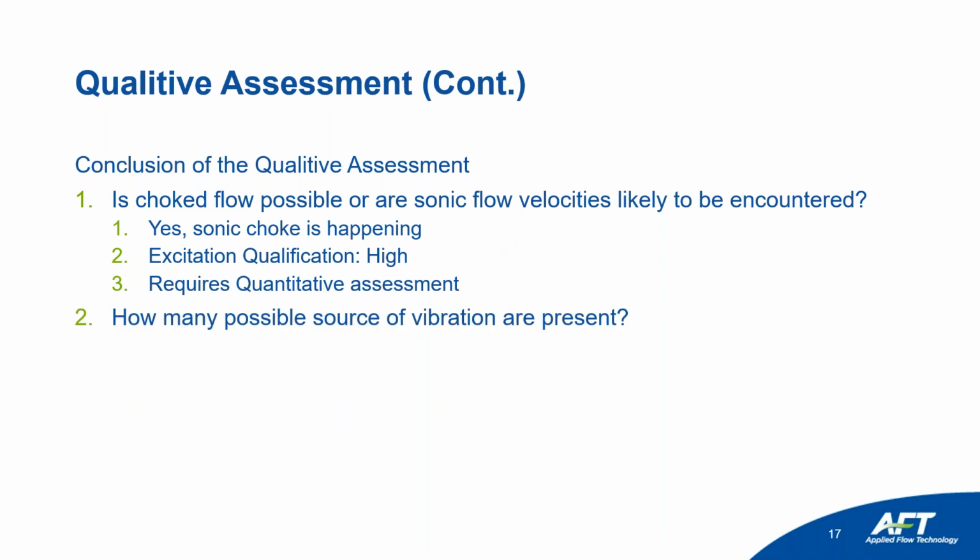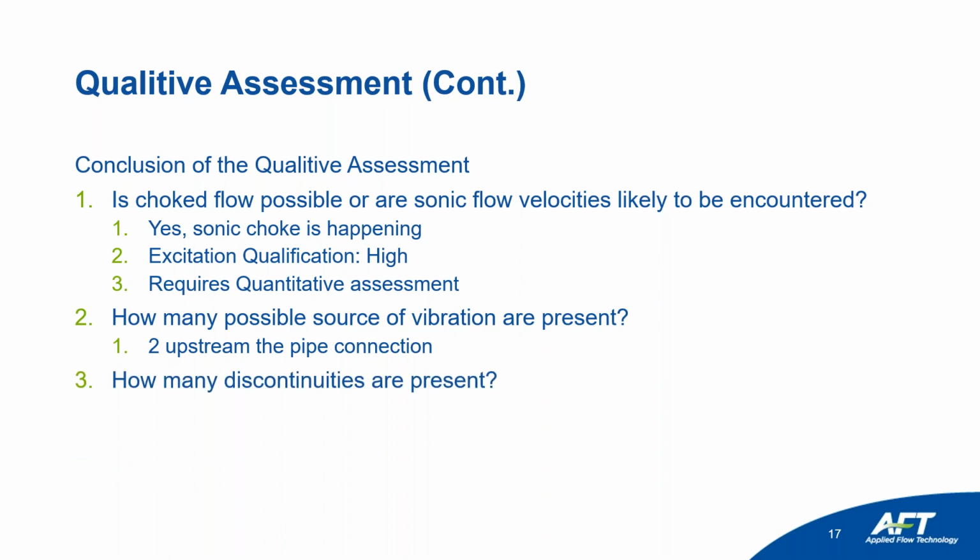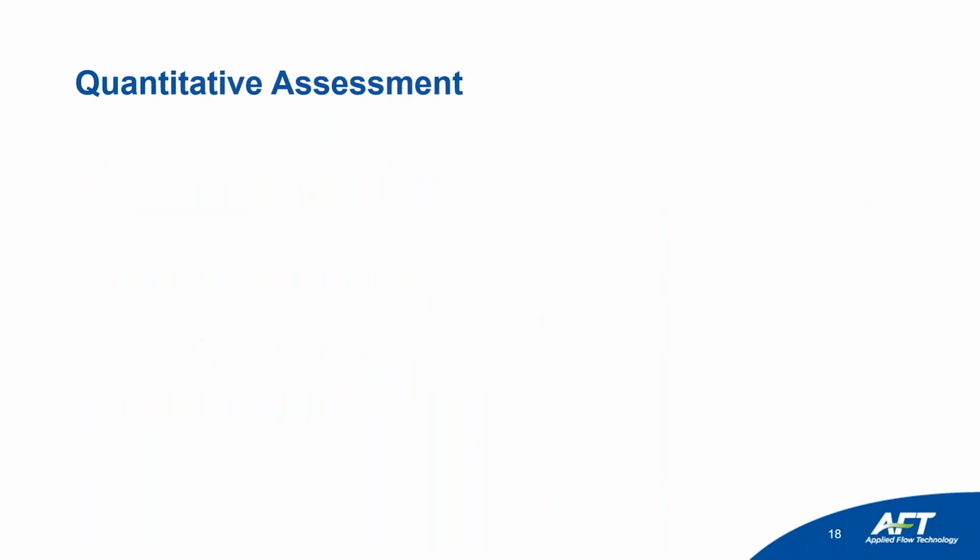The second question we answer from the quality assessment is how many possible sources of vibration are present. As we concluded, two, upstream of the pipe connection. The third question we want to answer is how many discontinuities are present. And why is that? Because as we said, discontinuities are the weak point when AIV occurs. So the answer to that question is one, downstream of the orifice. So now we proceed to do the quantity assessment.